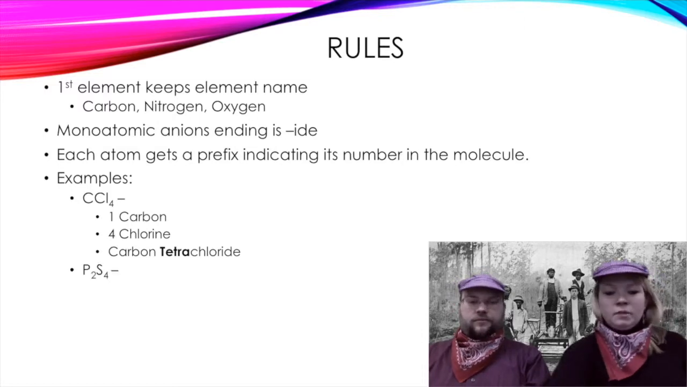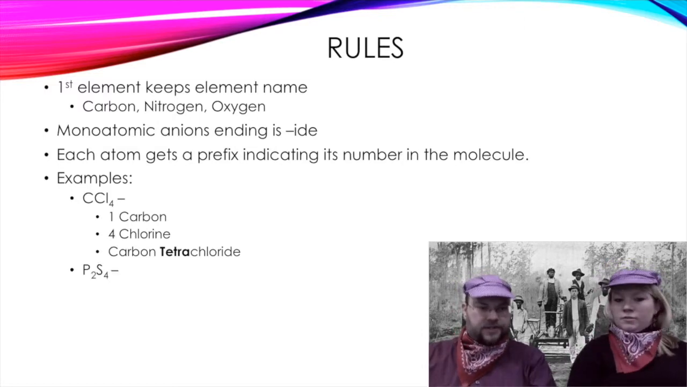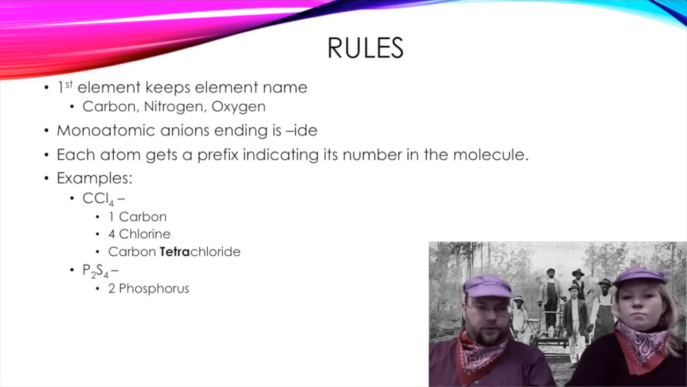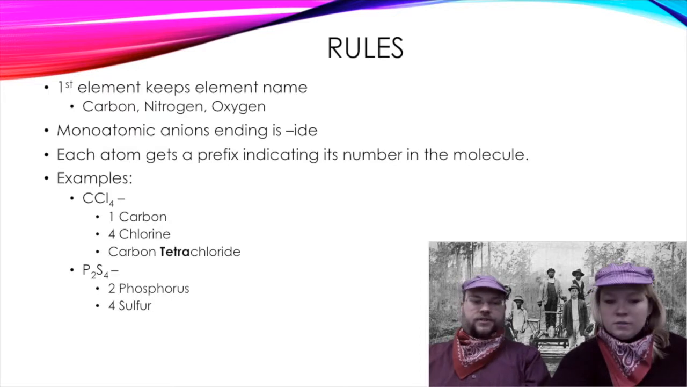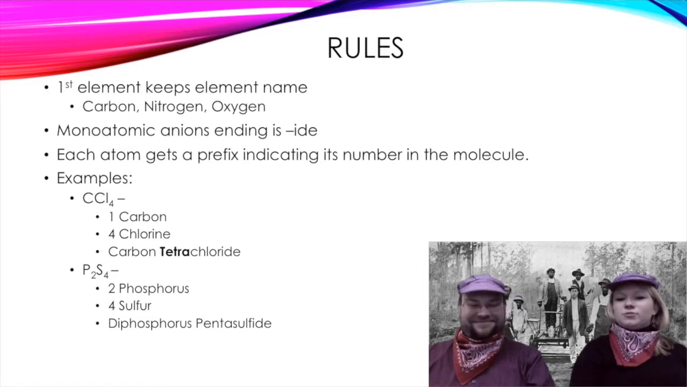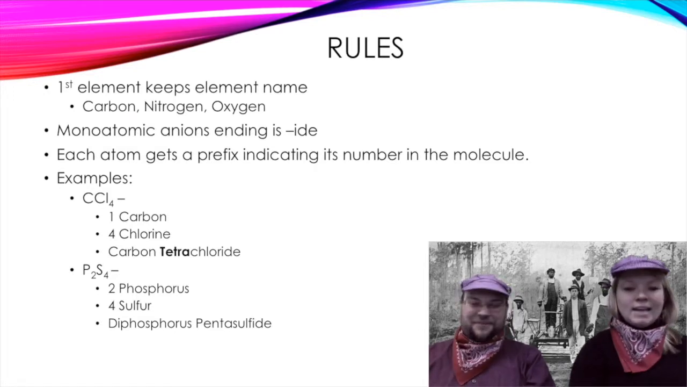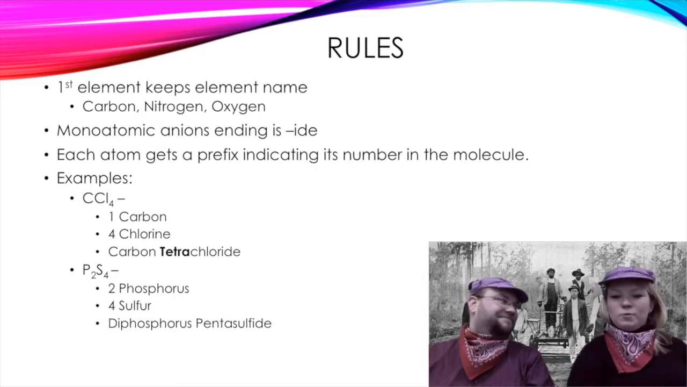So, P2S4. P is phosphorus, and there's how many? 2. I have 4 sulfurs. So it's going to be diphosphorus tetrasulfide. Oh, yes, that is tetra. I clearly screwed that up. That's not penta.